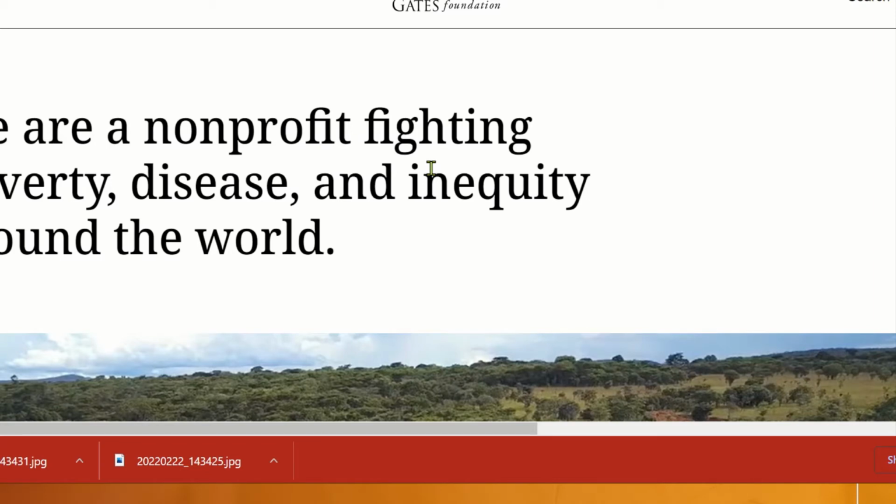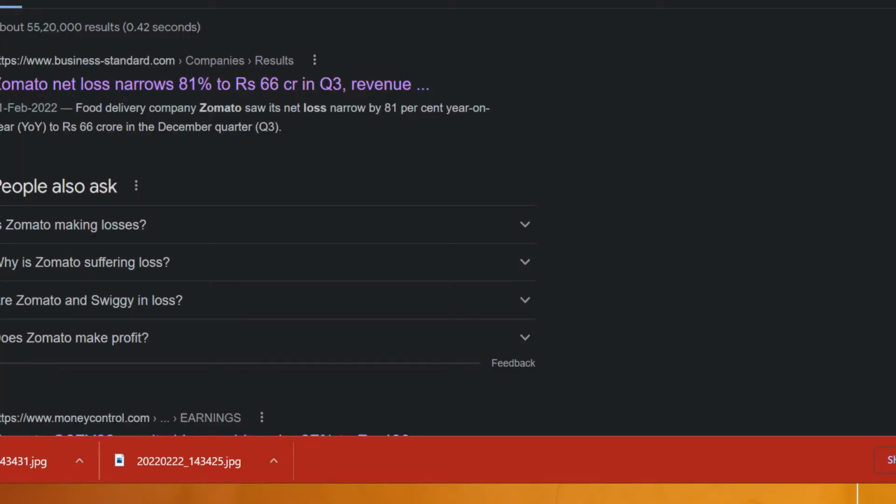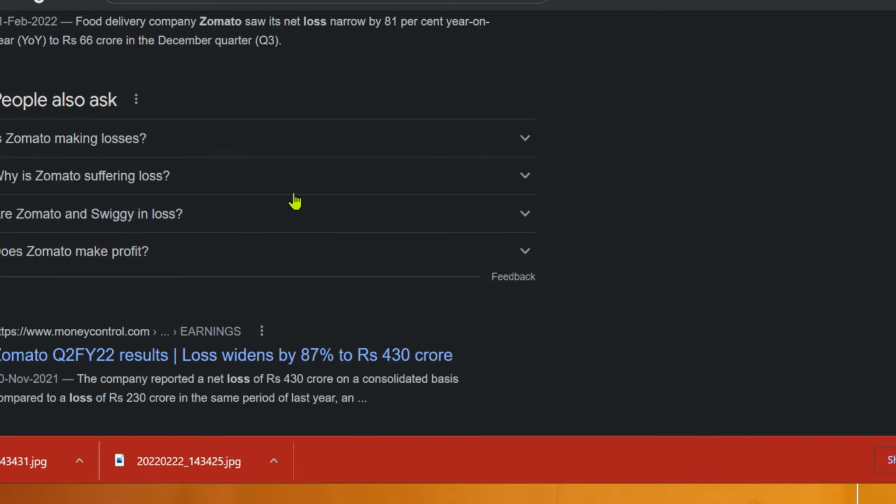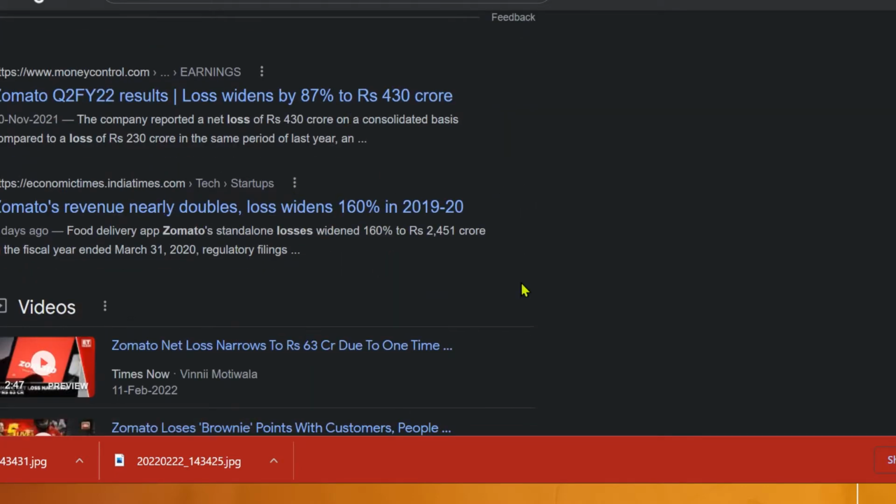And another company I also want to show here. Zomato is a company involved in food delivery in India. Even though they are making a huge loss, they are still operating their business without giving up. So this company's objective is different, right? We will see one by one what each of these is.